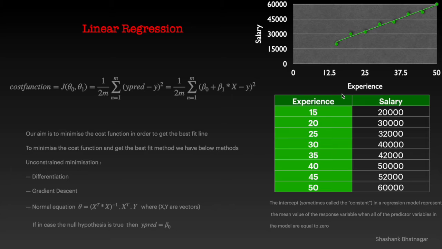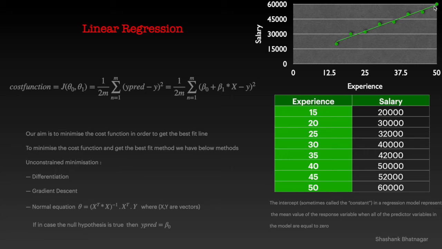Let us take an example. We want to estimate the salary based on the experience. This is our given data set. When we plot a diagram between experience and salary, we get this straight line. These are the actual points, and this straight line shows the predicted values. Our aim is to minimize the cost function in order to get the best fit line.